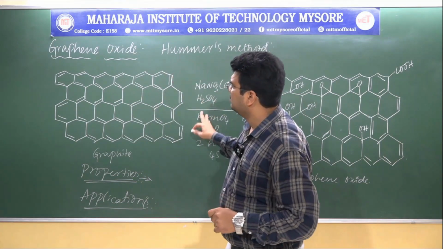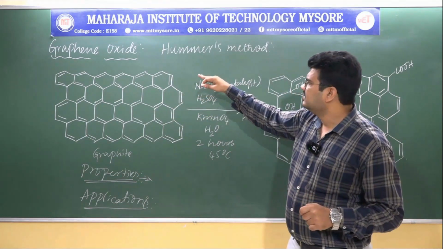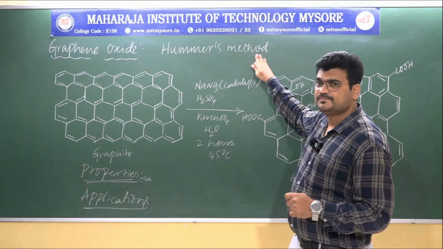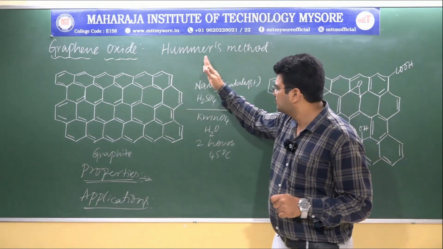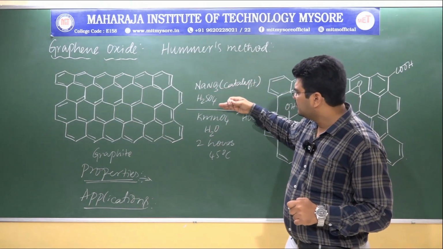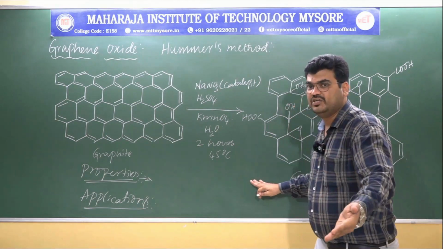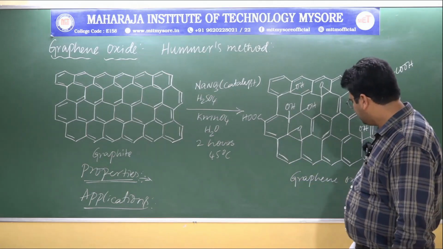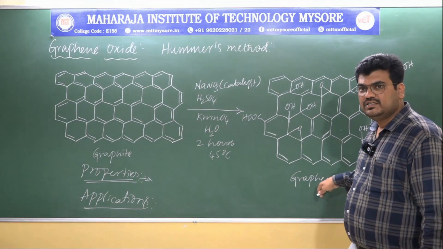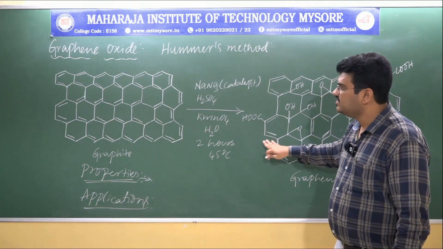Okay, so this is all about graphene oxide and its synthesis by the modified Hummers' method. As I said, it consists of two steps. The first step is oxidation, using KMnO4. The second step is reduction if you want to prepare graphene. Here we are limiting our explanation to graphene oxide, so only one step is sufficient.